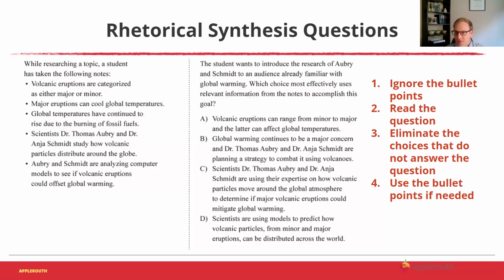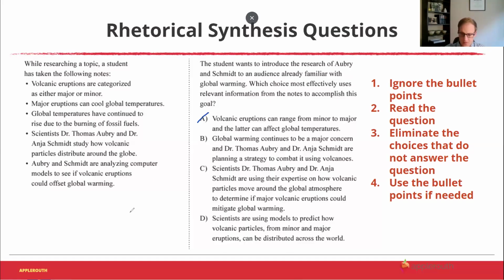For example, here our job is to read the question. The student wants to introduce the research of Aubrey and Schmidt to an audience already familiar with global warming. Well, I can go to the answers and just take away any answers that do not introduce these people's research, which would be A, which does not mention those people at all for their research, and D. I'd keep these two and cross out A and D.